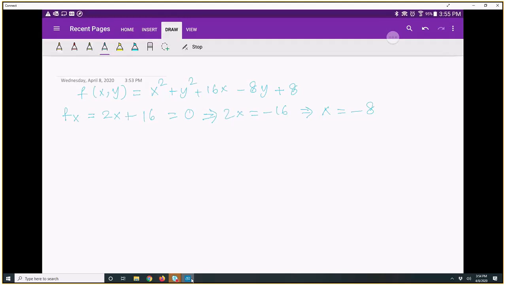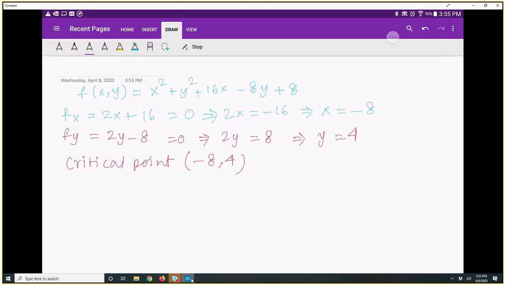Now I do f y. f y is the derivative with respect to y, and I get 2y minus 8 equal to 0, which I solve for the value of y. So 2y is equal to 8. Solving for y will give me 4. So the critical point, I found only one of them, and that is given by negative 8 comma 4. I'm going to use that information and try to solve using the discriminant D.